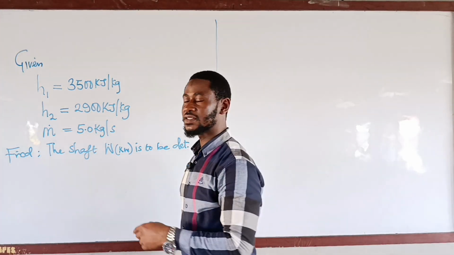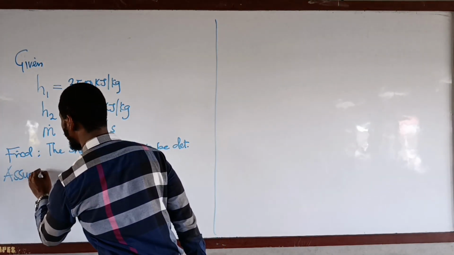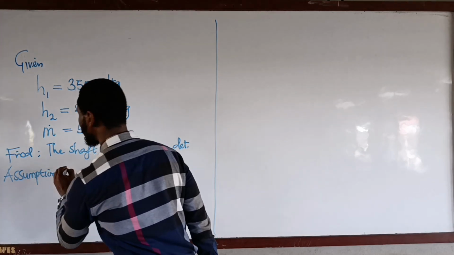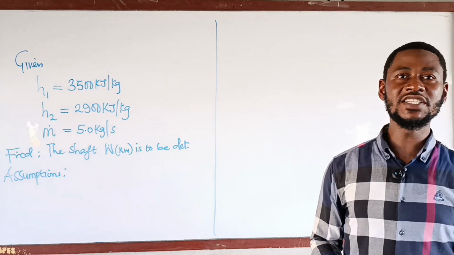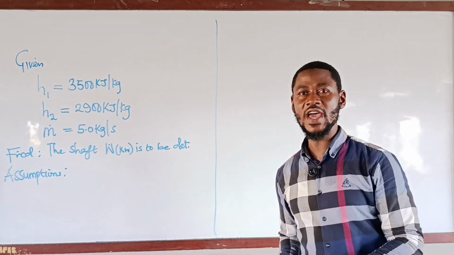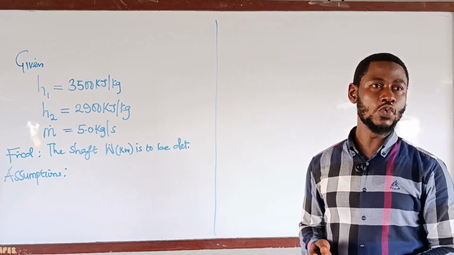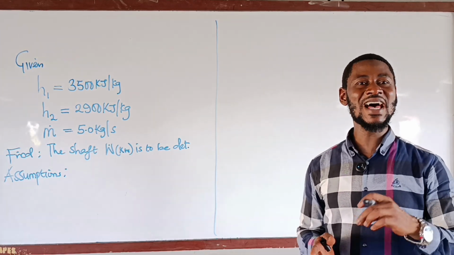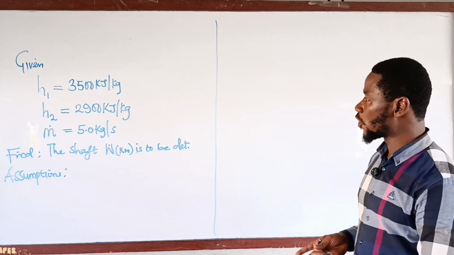The next thing is assumptions. Assumption 1, the potential energy and the kinetic energy effects are negligible. Assumption 2, since it is an adiabatic process, Q becomes 0.